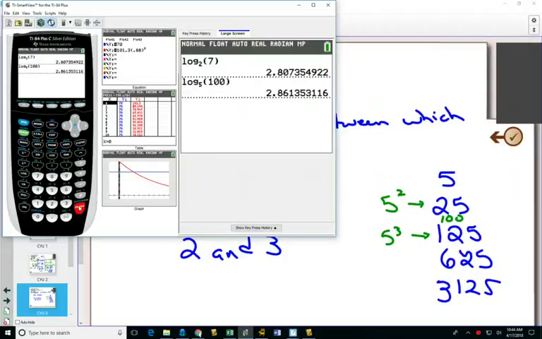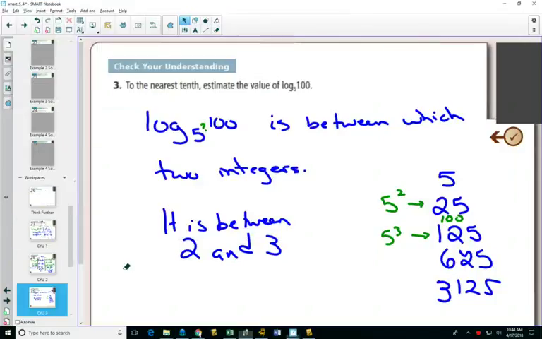But you can't get that tenth well without a calculator. You'd just be guessing. Okay? But you can, without a calculator, say between what two integers. So that's a more realistic kind of problem that would appear.